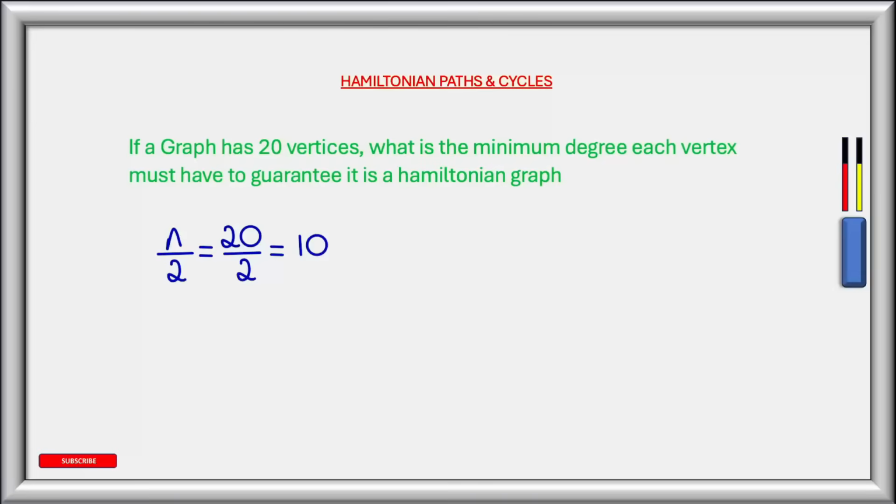So according to Dirac's theorem, in a graph with n vertices, where n is greater than or equal to 3, if every single vertex has a degree of at least n divided by 2, then the graph is guaranteed to be a Hamiltonian graph. So in the graph described here, n is equal to 20. So 20 divided by 2 is equal to 10. So for it to be guaranteed a Hamiltonian graph, each vertex must have a degree of at least 10.